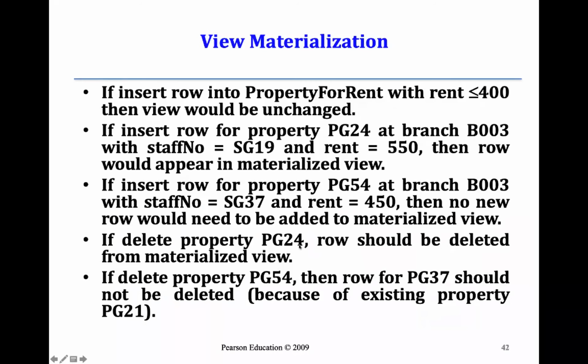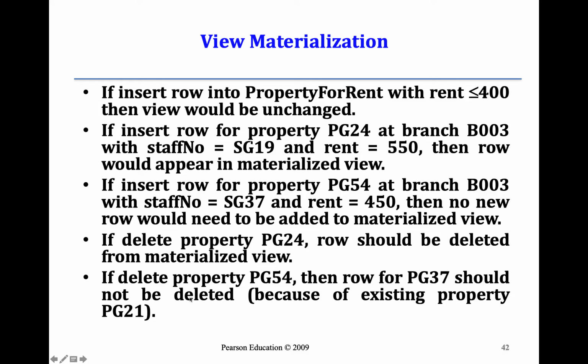So I'm going to make some assumptions since I don't have it. Let's say PG24 is deleted. Let's say its rent is 500, and that's why we inserted it back here. So we inserted it, its rent was 550. When we did that, SG19 got added to the table. So if later we delete property PG24, then as long as we have not added another property for SG19 whose rent is greater than 400, we would need to delete SG19 from the cached view.